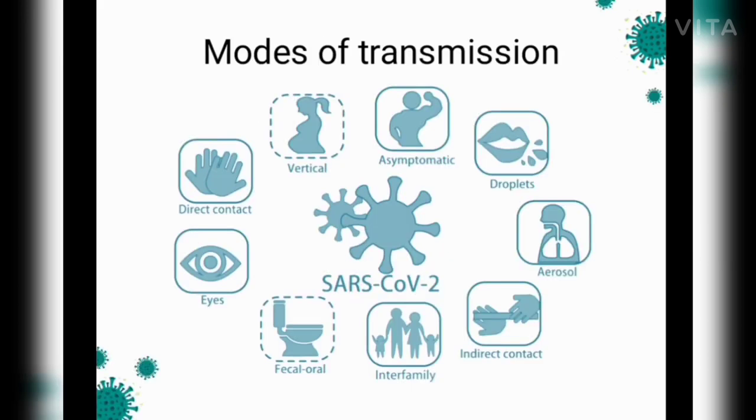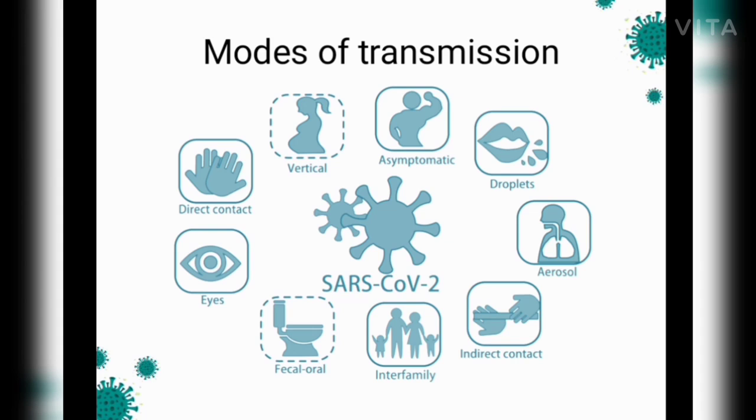Now, how is this virus spread from person to person? It is transmitted through direct contact, indirect contact, droplets, or through aerosol. It is also transmitted by the fecal-oral mode of transmission. If a person is showing no symptoms of COVID-19 disease but is infected with it, they are also capable of spreading the virus. Then it is also spread between family members. And also if a mother is infected with this virus, then she is more likely to spread this to her baby.